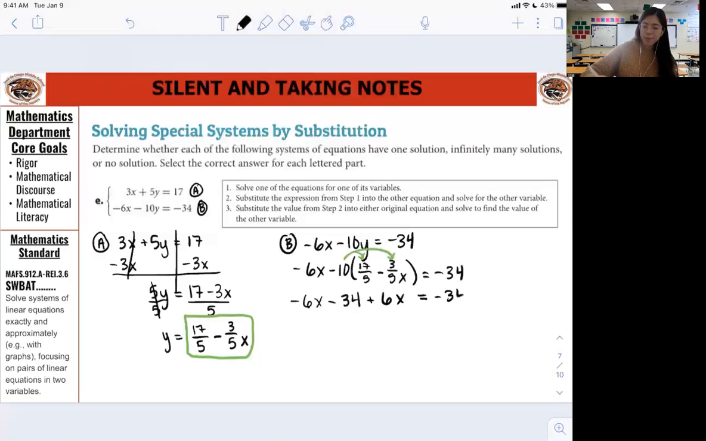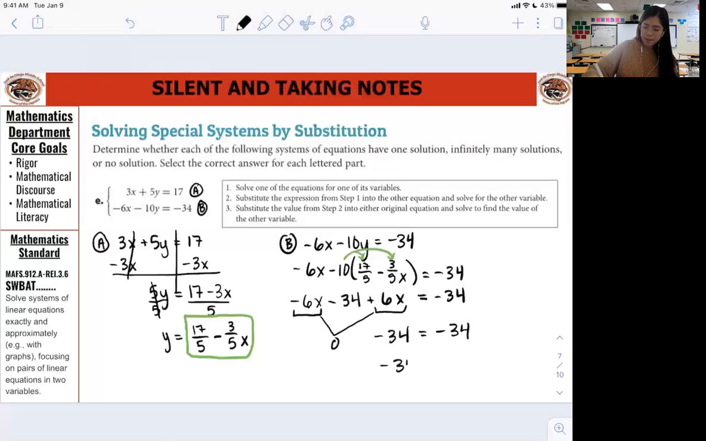So take a look. Okay, we had fractions, but they were only in there for like a hot second. We're done with them already. Now what? Combine like terms. -6 plus 6 cancels out. Yeah, good. We got 0 minus 34 equals -34.